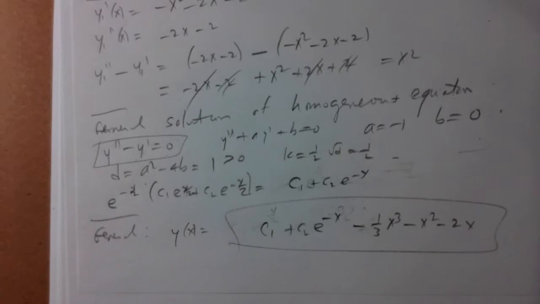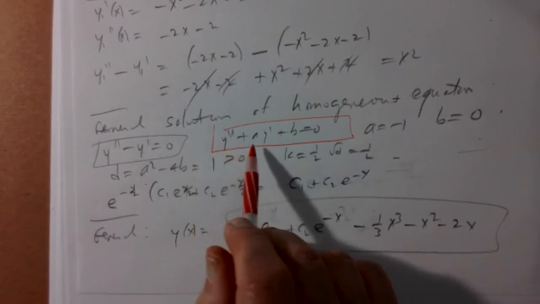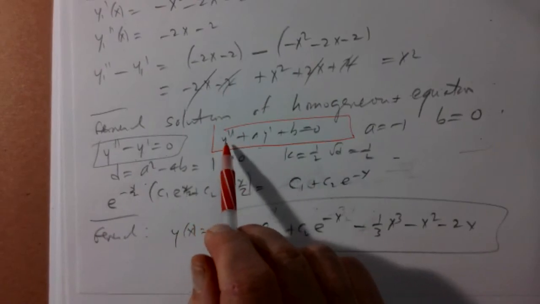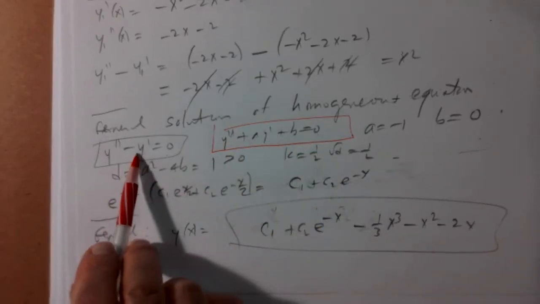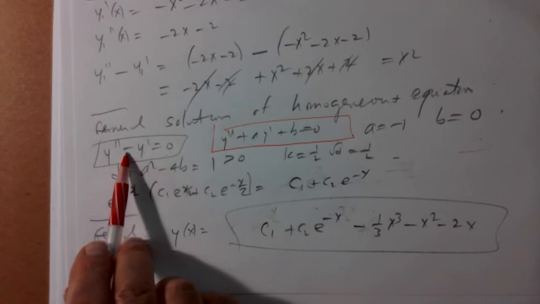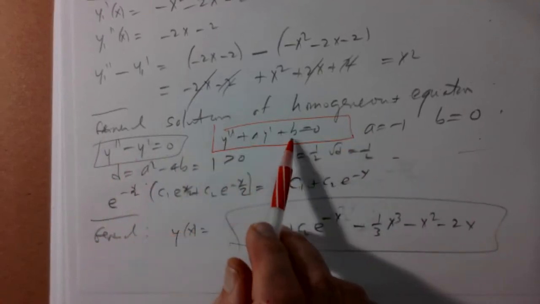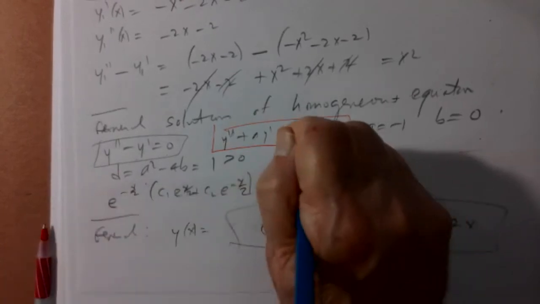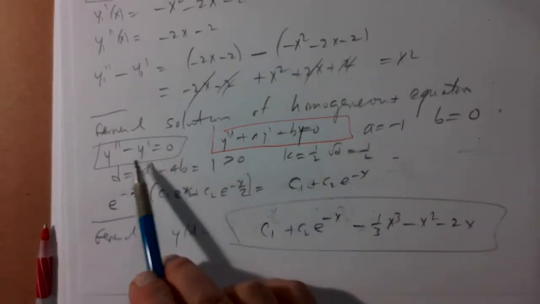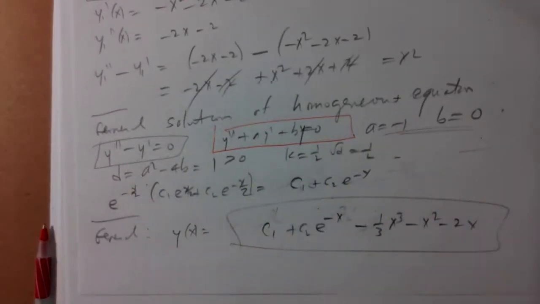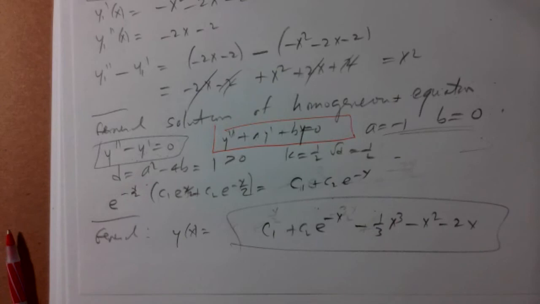In general, a homogeneous second order equation with constant coefficients, you write it as y double prime plus a y prime plus b y equals 0. Here, the coefficient of y prime is -1, and there's no y. The coefficient of y in this equation is 0. So this says a is -1, b is 0. B is the coefficient of y in the homogeneous equation, and the coefficient of y is 0. You don't see it.